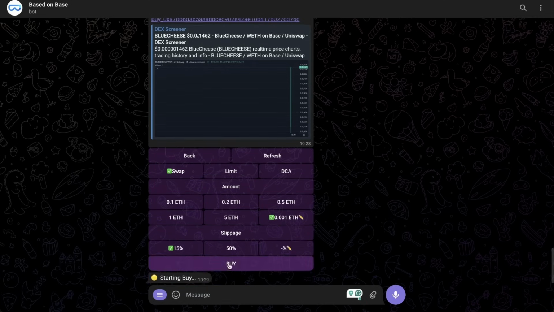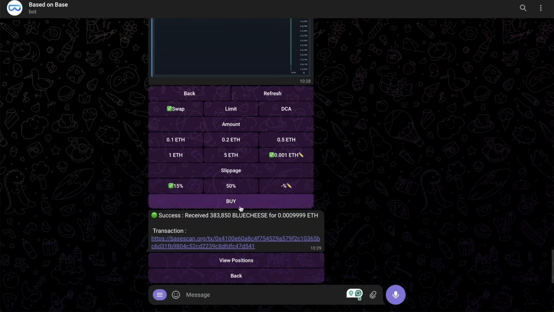When you have a new coin that's just launched or you want to be really fast, you could put it at 50% like this. You know it's going to be more expensive. Here we go. That's it, really fast.